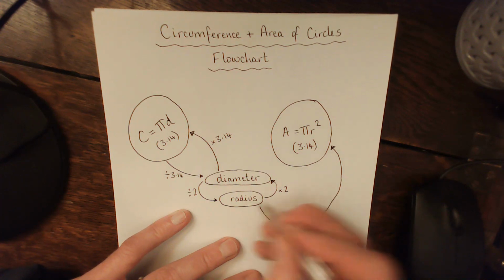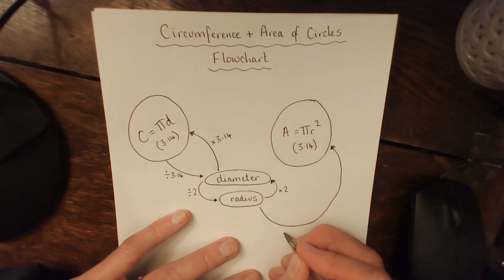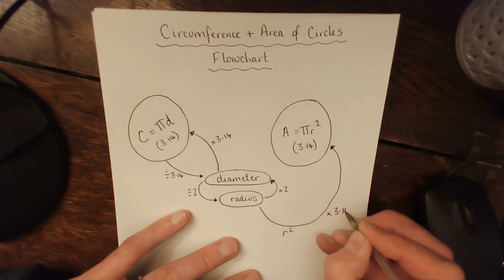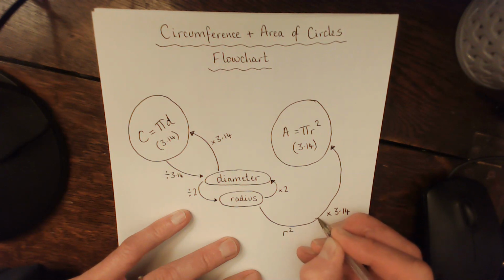How do I get from radius to the area? I have to square it first, and then I need to multiply it by 3.14. And I'll chuck a wee arrow in there.